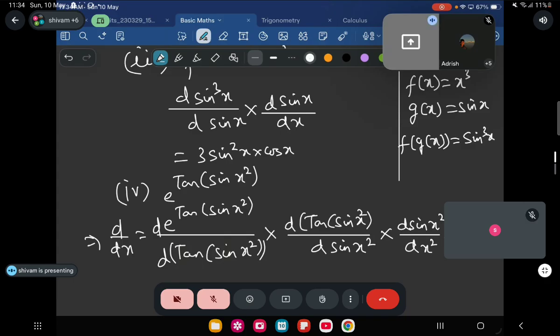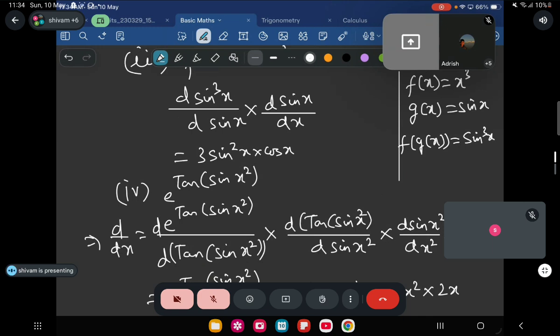So this will become e to the power tan of sine of x square, multiplied by sec square sine of x square, multiplied by cos of x square, multiplied by 2x. This is the result. Tell me, anyone having any doubt, you can ask.